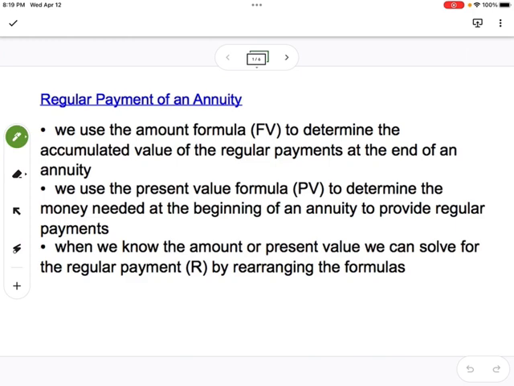Okay, so we use the amount formula, the future value formula, to determine the accumulated value of the regular payments at the end of an annuity. We use the present value formula to determine the money needed at the beginning of an annuity to provide regular payments. When we know the amount or present value, we can solve for the regular payments by rearranging the formulas.